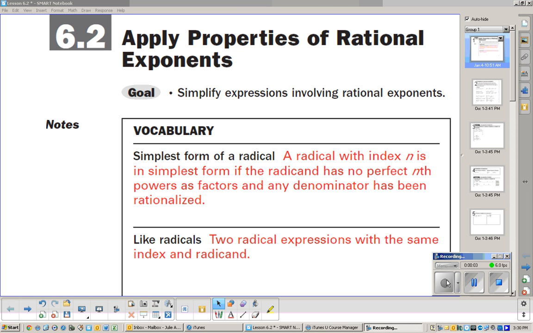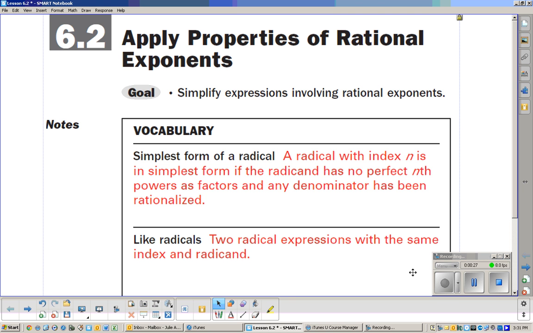Lesson 6.2 reminds us of the properties of rational exponents, which, by the way, are exactly the same as they were when they weren't fraction exponents. It also helps us use these properties to simplify like terms and to know what a like term is. So for starters, let's get our vocab down here.